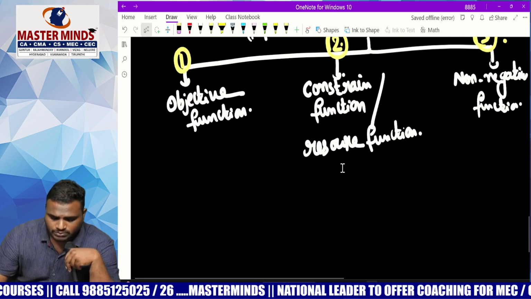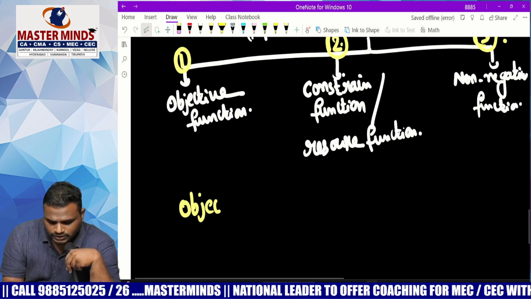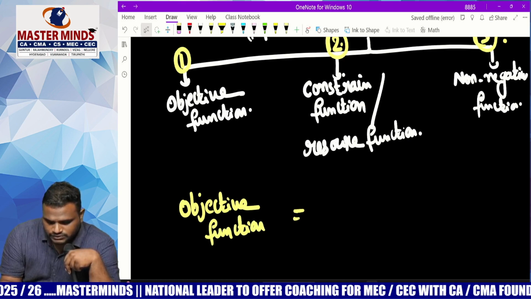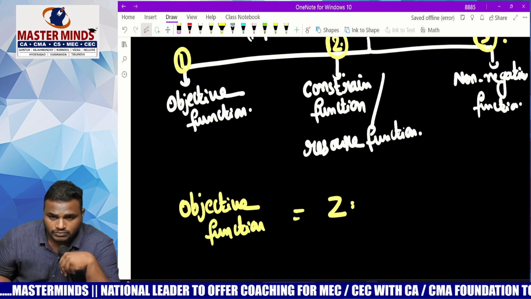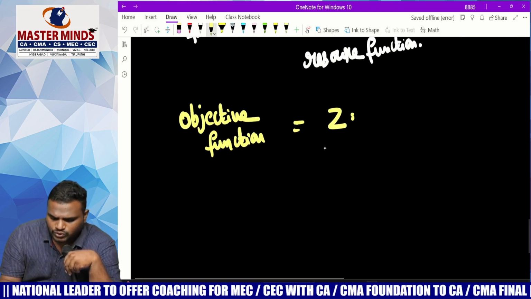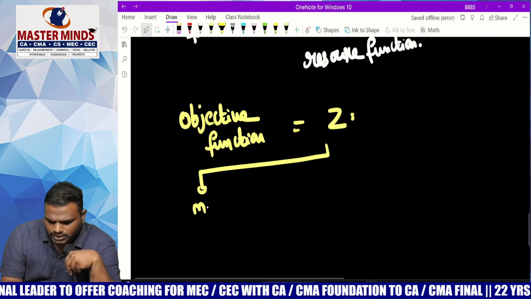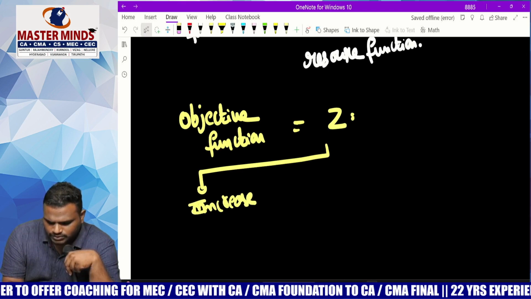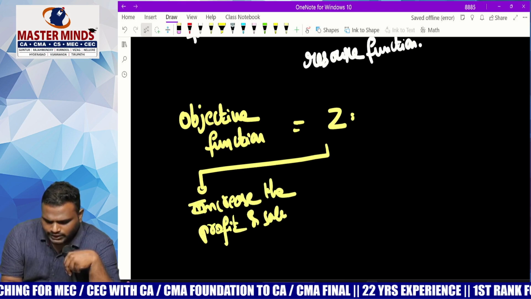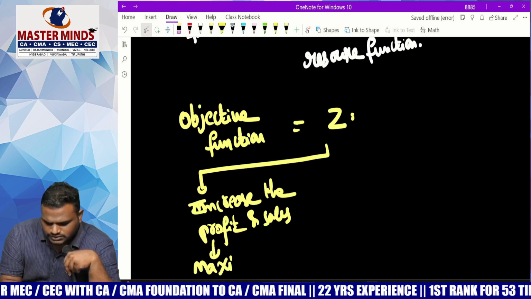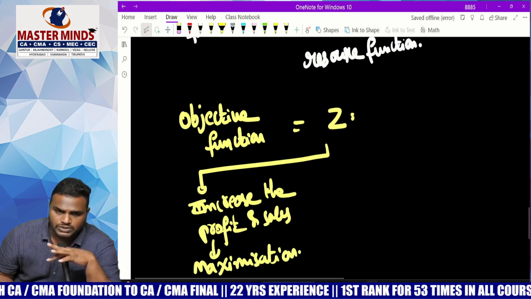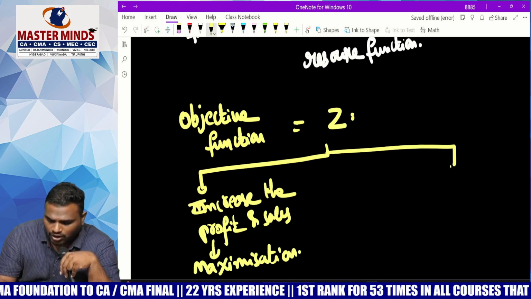Now, let us discuss this objective function. The objective function is denoted with Z. Generally, any business organization has 2 objectives: either increase the profit or sales, which we call maximization, or minimization.